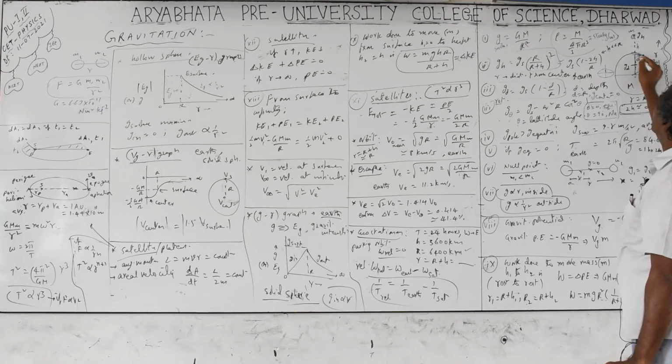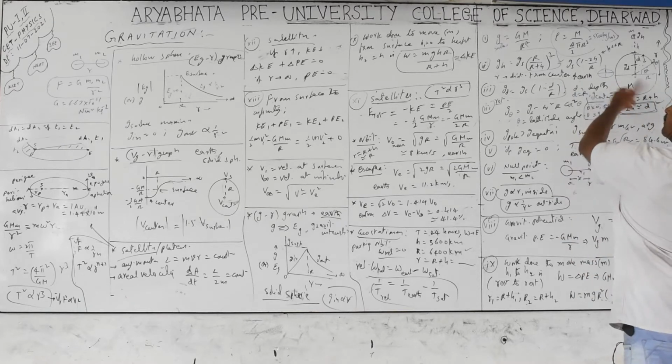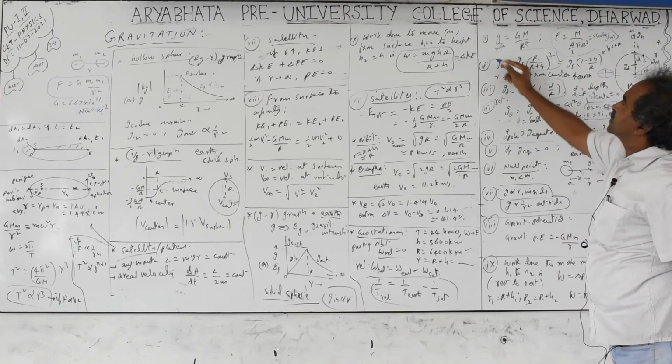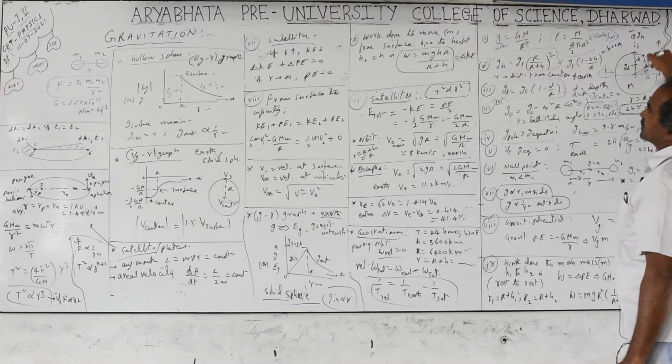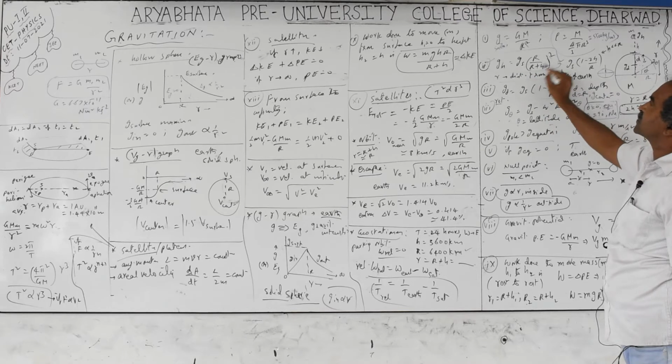h is the height from the earth's surface. So small r is the distance from the center of the earth or planet. You substitute this in the formulas, comparing the earth's height and surface. At height h and on the surface, the variation of g is: g at height h equals g at the surface into R by R plus h whole square.